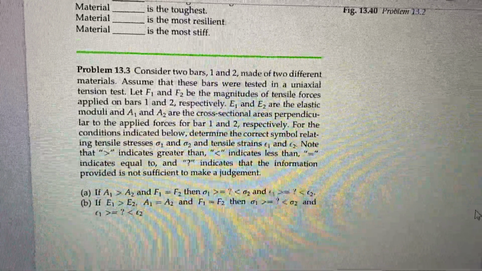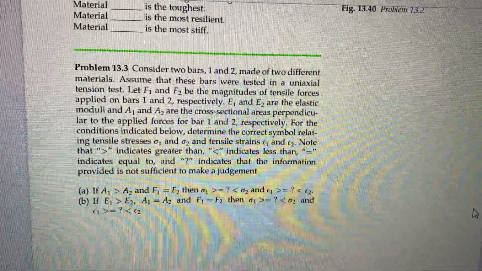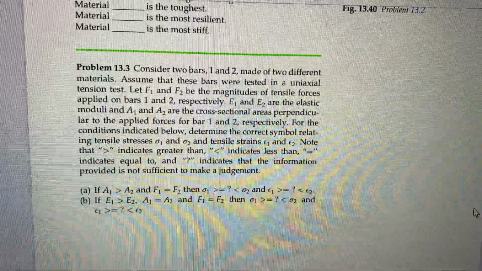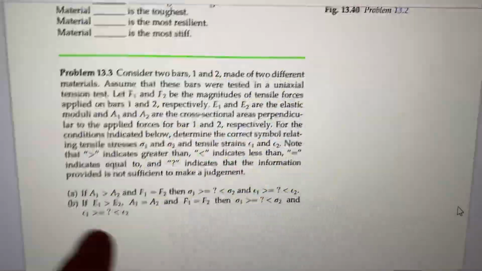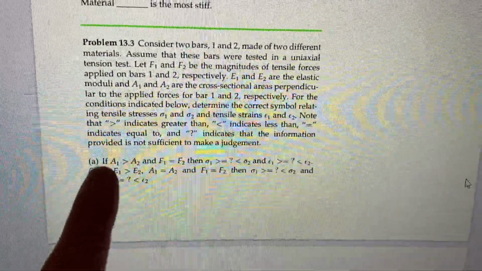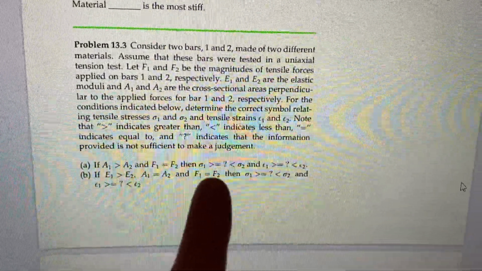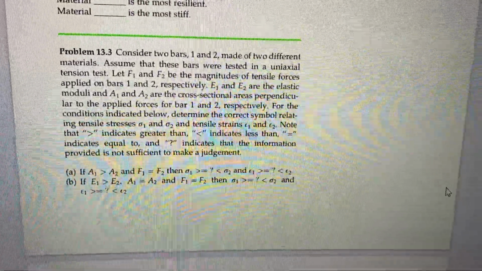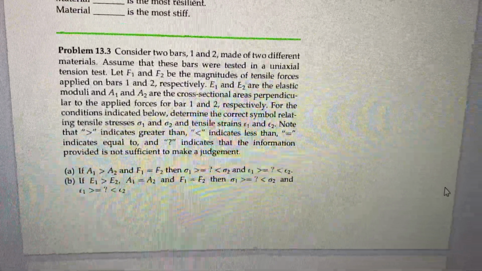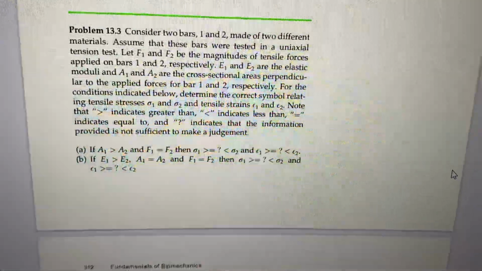E1 and E2 are the elastic moduli, and then A1 and A2 are the cross-sectional areas that are perpendicular to the applied forces. So it gives us these two problems and asks to indicate for the stress and strain, tensile stress and strain, which one is greater, equal to, or less than.